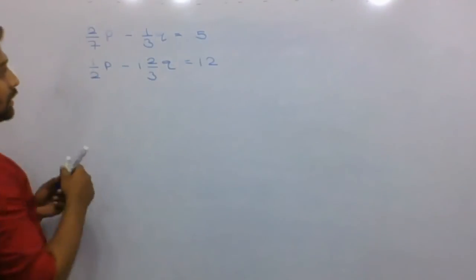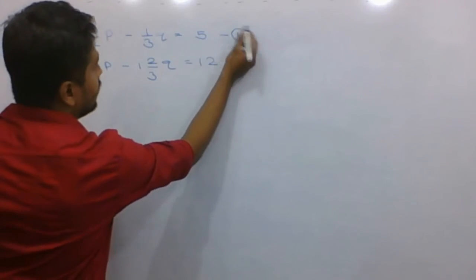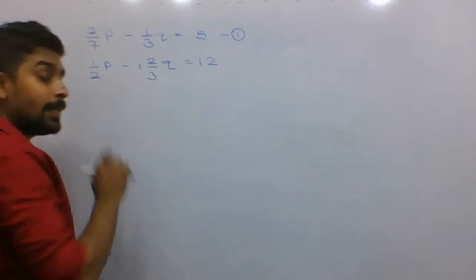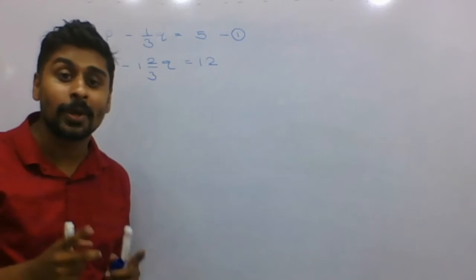This is what? This is the first equation. Do not take the second equation here, because there is a mixed number. So you have to convert this mixed number into an improper fraction.